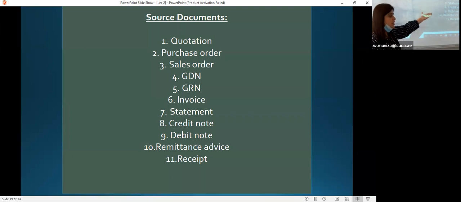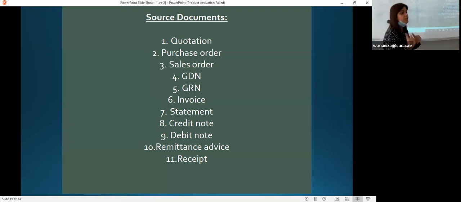Same is the case with the credit note and debit note, which is not necessary to be discussed right now. You will be confused. Remittance advice and then receipt. All of us do know what a receipt is. Anyhow, you will not be judged on the meaning of these things in your exam. You must be knowing just that source documents do tell us that the transaction has occurred.